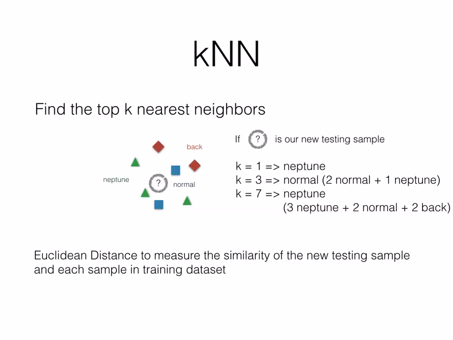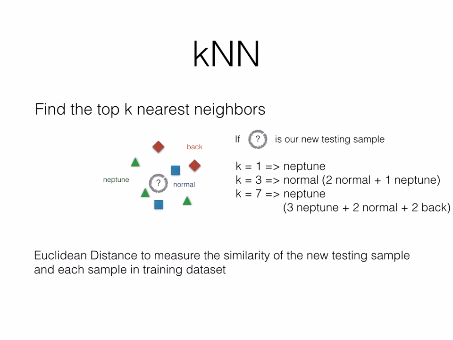The other way I build a model is using KNN. KNN is a very useful model, and you just need to find the top k nearest neighbors. For example, in this graph, if you want to predict the testing sample, we just take the similarity. We can use Euclidean distance or also use cosine similarity, depending on you. But it just finds the top closest samples in the training data set, and sees what class they belong to.